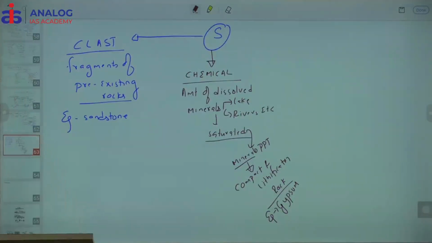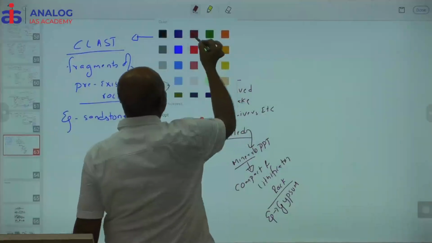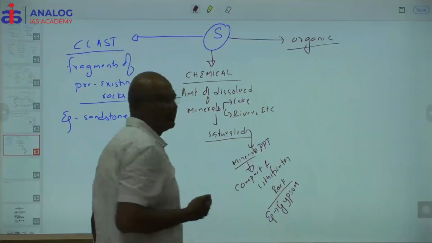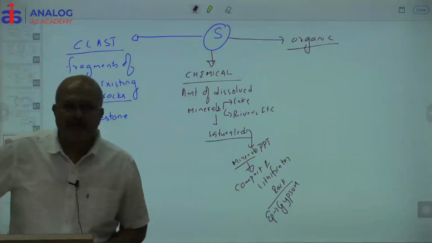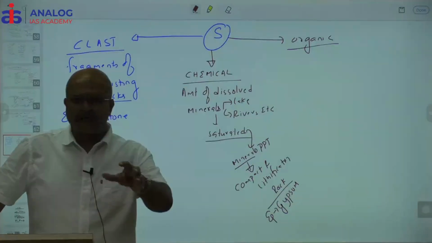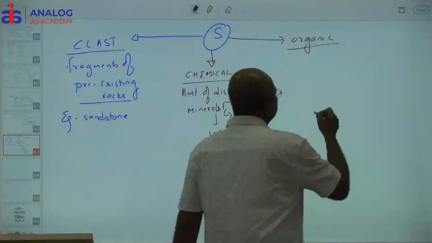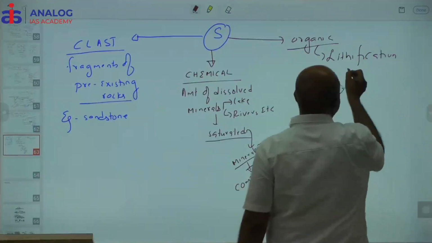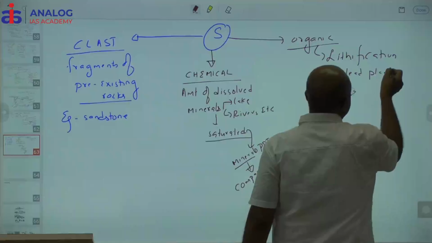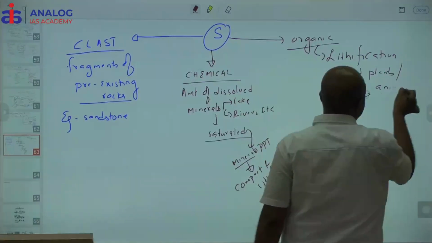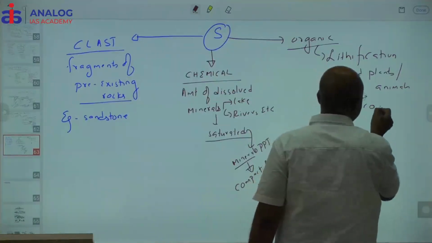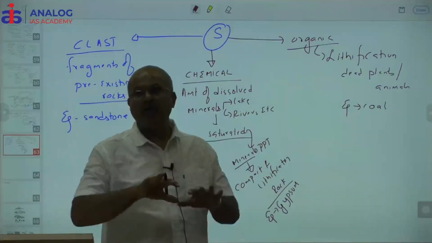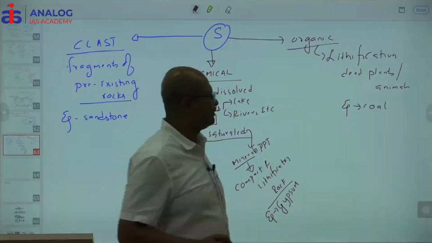Then the third one is referred to as the organic part. Organic sedimentary rocks. The moment you talk about organic, it is lithification of dead plants and animals. It is the process where lithification includes dead plants or animals. Example, coal or calcium carbonate, the calcareous skeleton of coral. Coral reef is a calcareous rock.